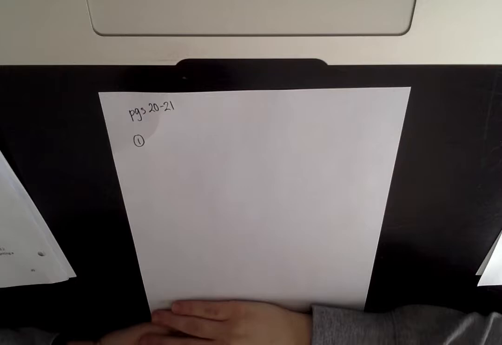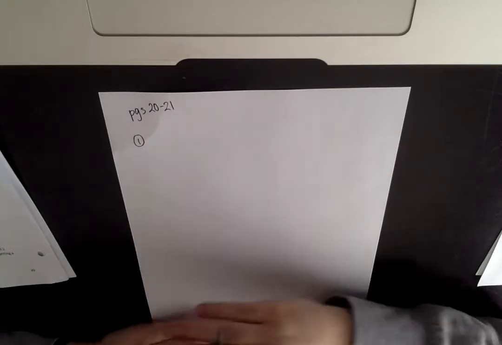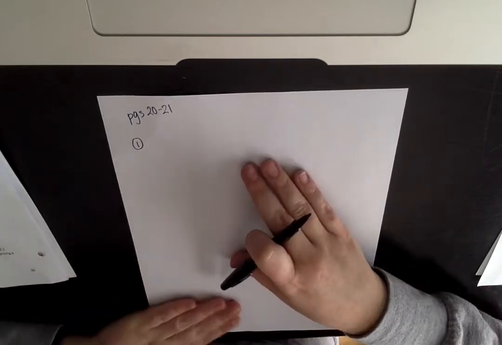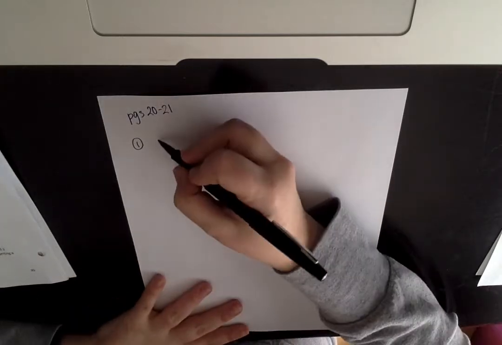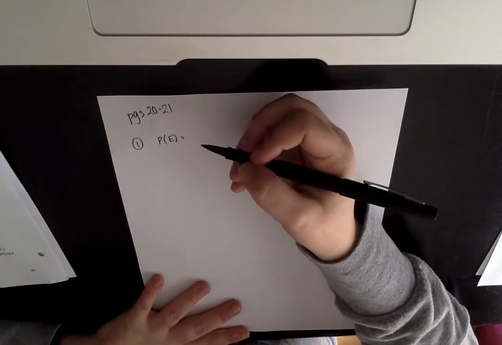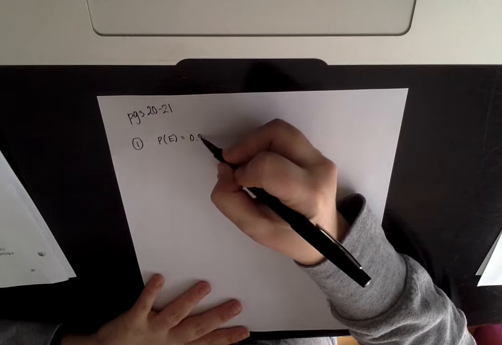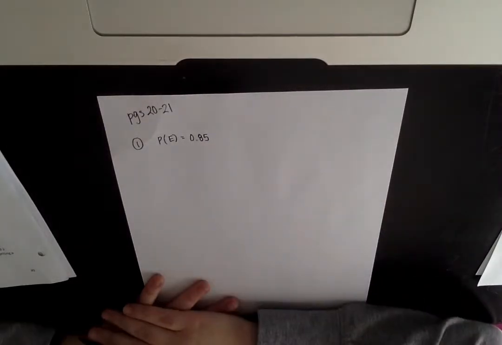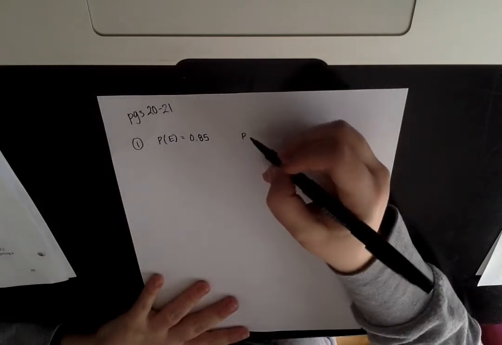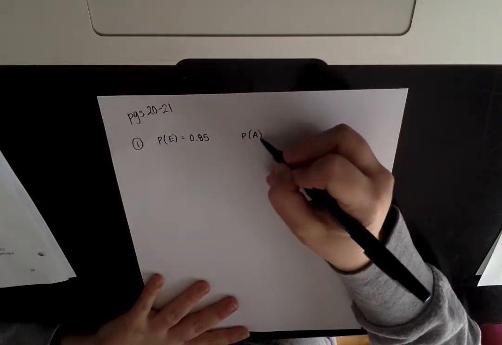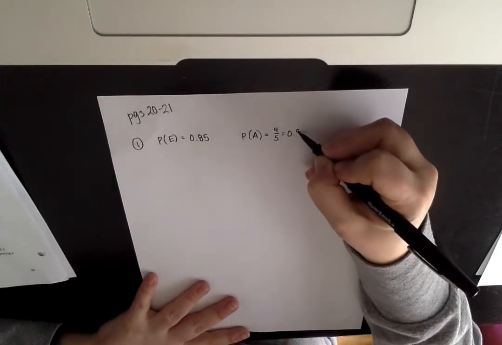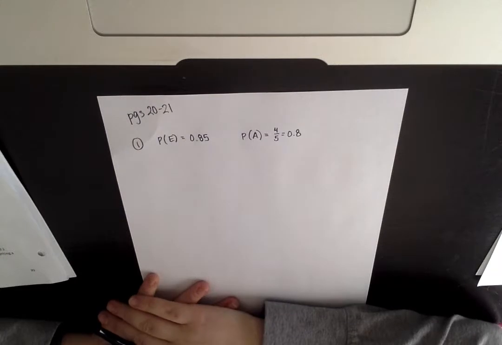On awards day, Jasmine has an 85% chance of winning the award in English and a 4 out of 5 chance of winning an award for athletics. What is the probability that she wins both? So I'm going to start with the probability she wins the English award is 85%. So let's convert that like we know we have to, 0.85. And then she also has a separate probability of winning an athletics award, which we'll call A, and that's 4 out of 5, which if we stick that in the calculator gives us 0.8, okay?